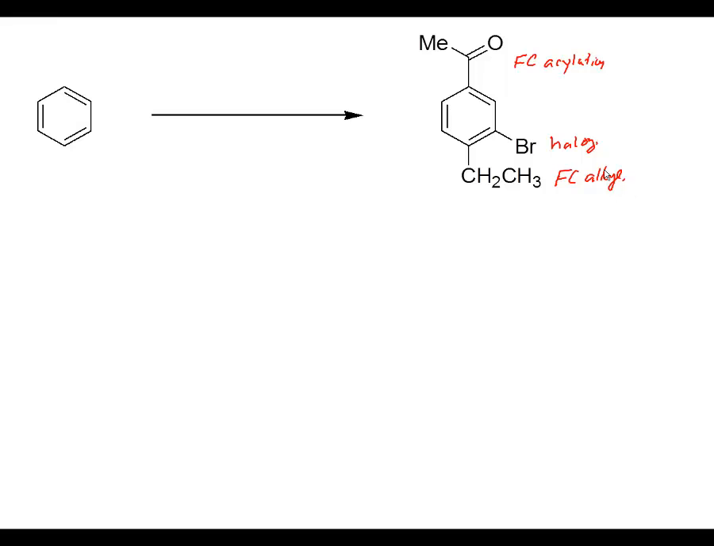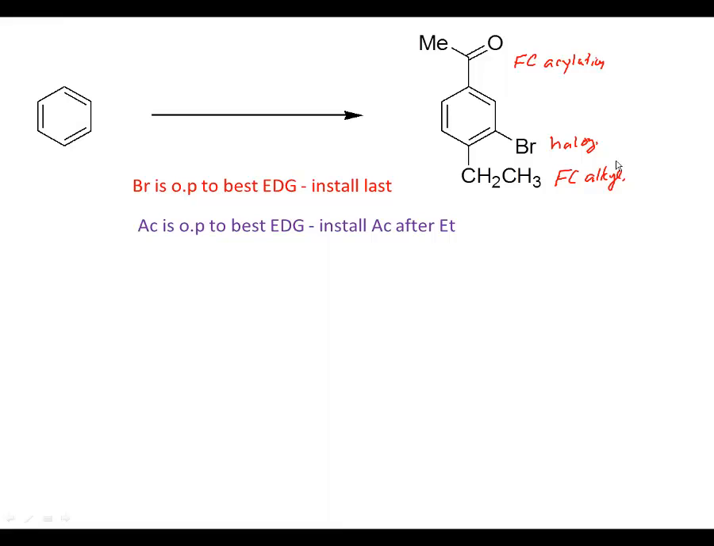Okay, so what's involved in this? First thing to note is that bromine is ortho-para to the best electron donating group. It's better to install that one last. Acetyl is ortho-para to the best electron donating group. It's better that we install acetyl after ethyl instead of the other way around. So let's look at the best way to do that. As you can see from this analysis, we're going to ethylate, acetylate, brominate.